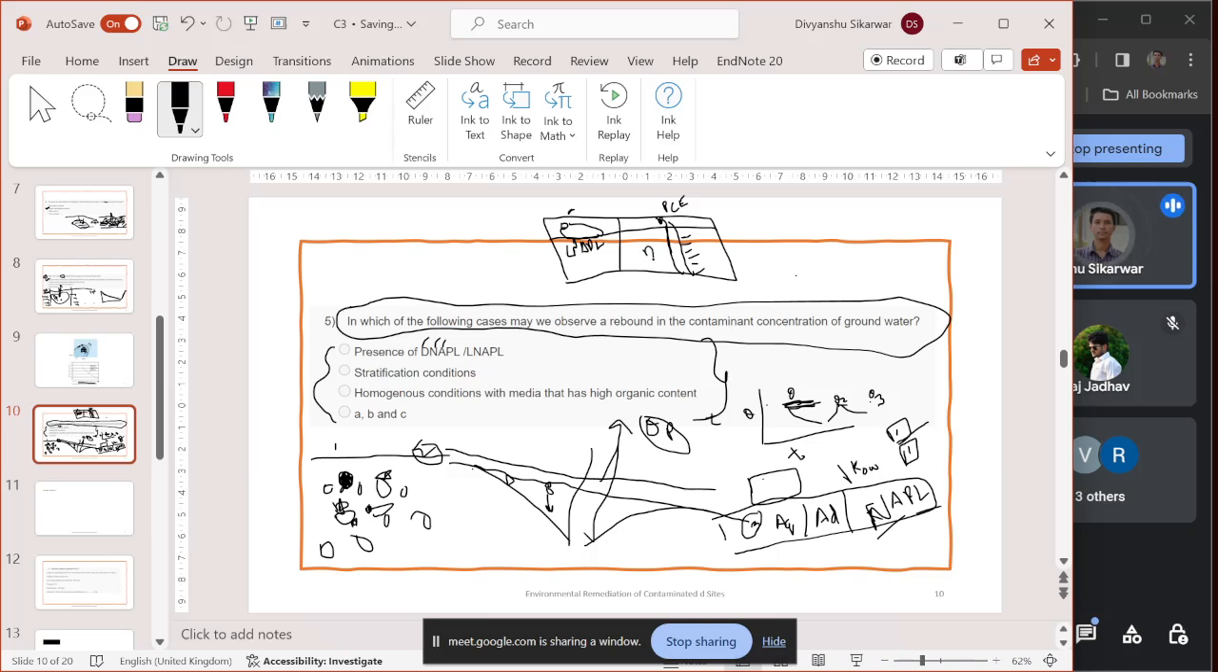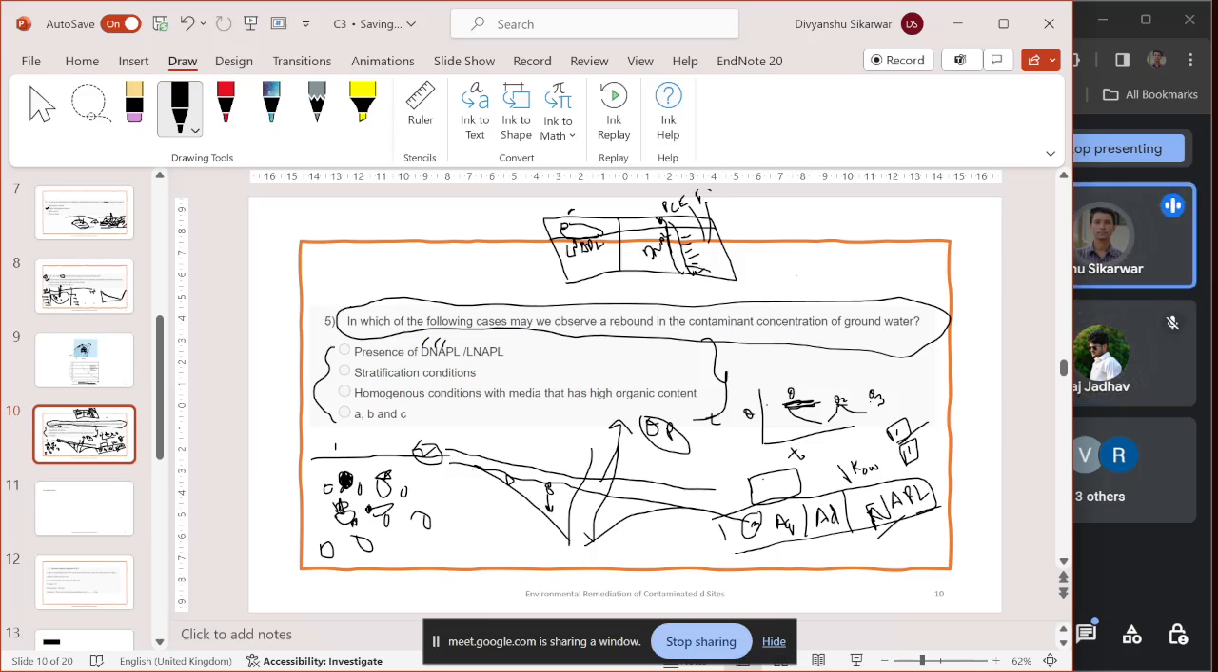So this is the example of DNAPL. If I'm pumping water from here, let's assume I'm pumping out water, whatever dissolved concentration is present, I remove. Will I have removed all the contamination? No, because the settled down particles are not able to be removed.